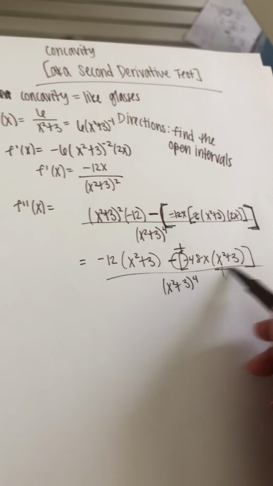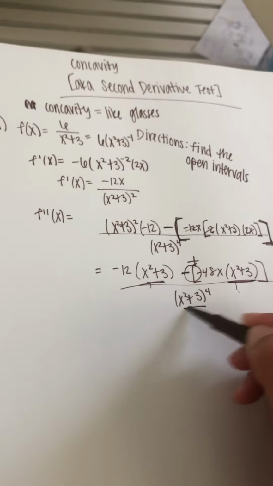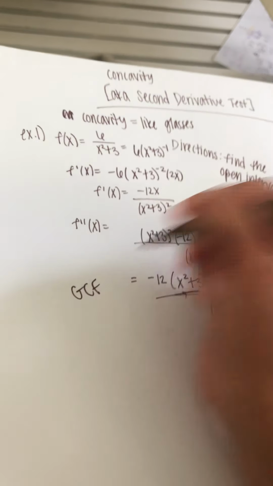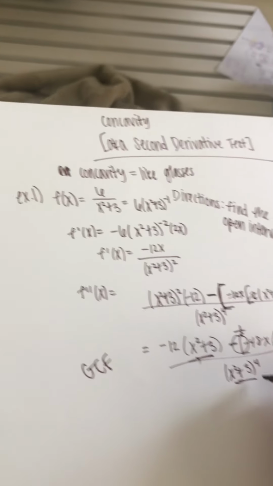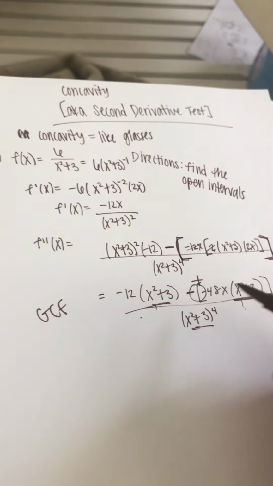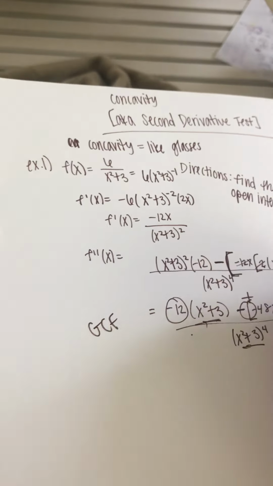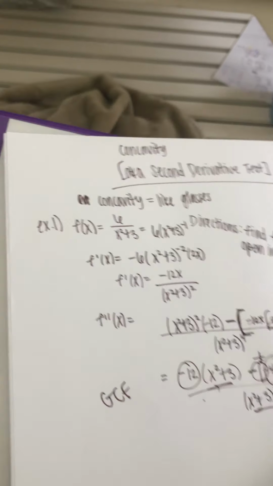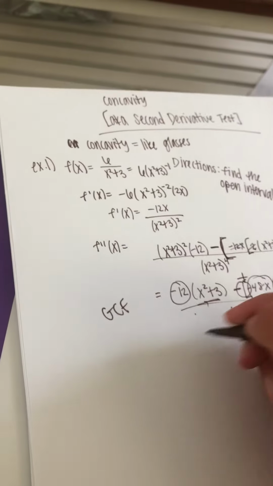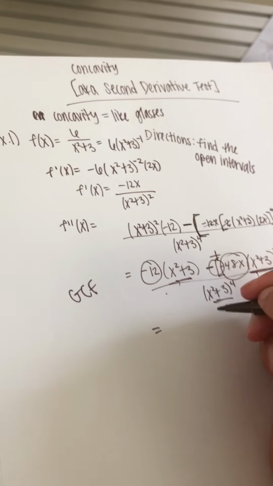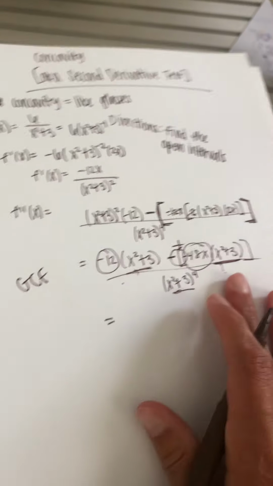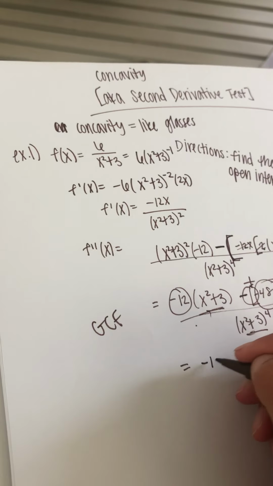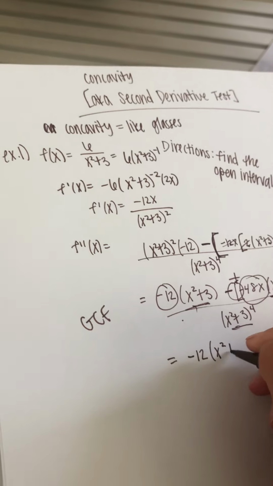So I see 1, 2, 3. I'm going to pull out a GCF. I'm just letting you know that on the bottom, I'm going to cancel it. I have a GCF here and here. And if I look at negative 12 and 48x, I also have a GCF of 12. So I'm going to pull out a negative 12, because I like my leading term to be positive. So I'm going to pull out a negative 12 (x squared plus 3).